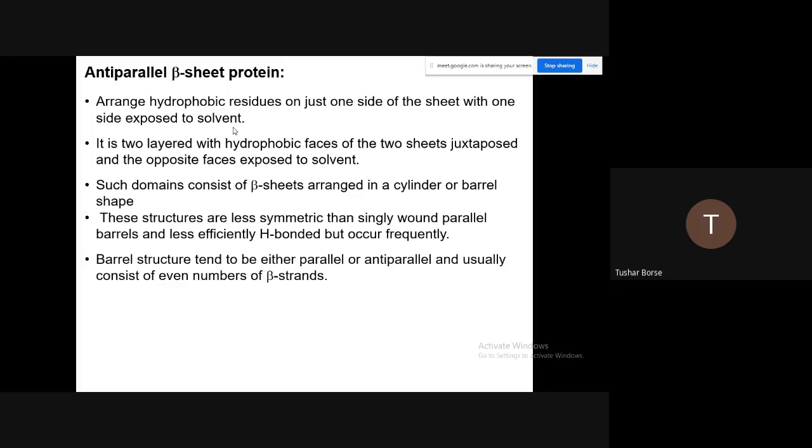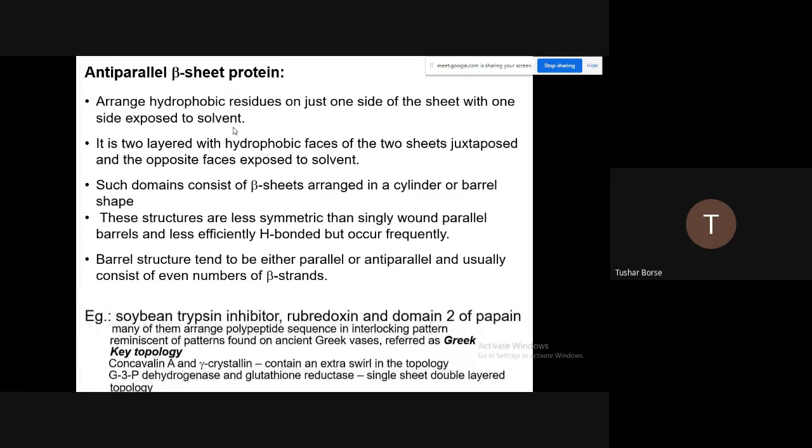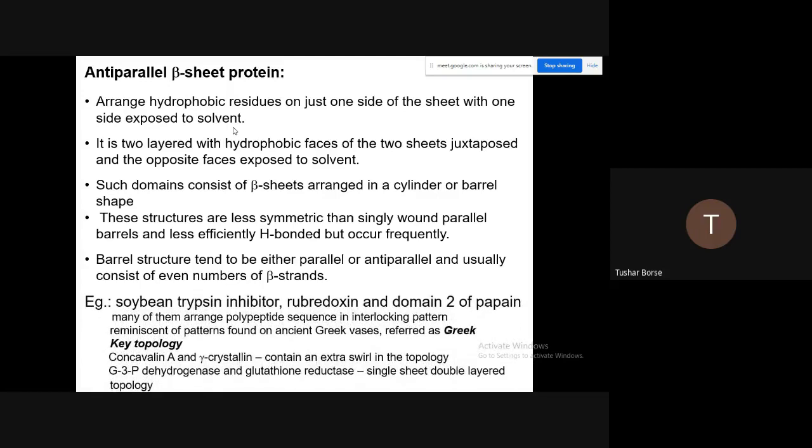Now this beta barrel structure which is formed could be either parallel or anti-parallel. Examples you can quote are the soybean trypsin inhibitor, concanavalin A, gamma crystallin, glyceraldehyde 3-phosphate dehydrogenase, or glutathione reductase. These are some of the examples which can be quoted here. I'll show you the images, and from that you will come to know.